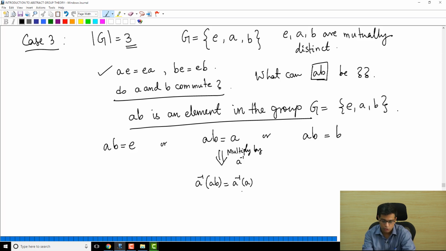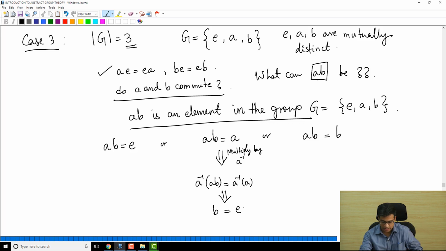Note that A inverse is also one of the three elements, but I do not need to actually consider which it is. It is A, E, A or B, I do not care what it is. It is an element in the group. So, I can multiply by that, which is going to give me, by associativity, A inverse A, which cancels, and I get B equals E.